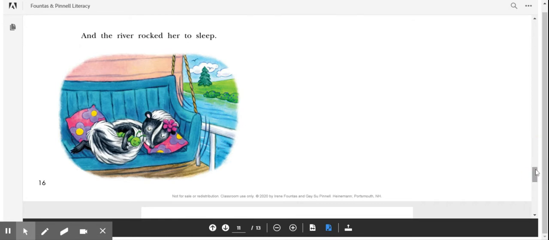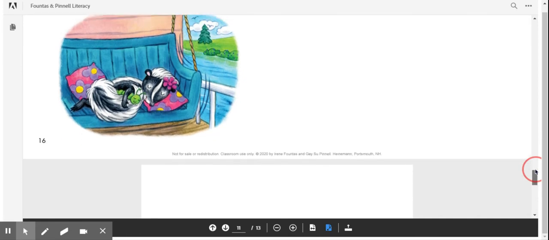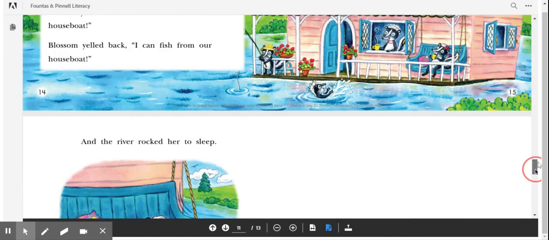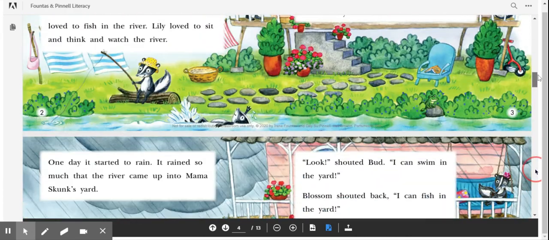And although this book is about flooding, it's still a very lighthearted story. You can see the little skunk at the end is very happy. So at a level K, the stories are still going to be lighthearted. They're not going to get into anything that's too heavy for a reader quite yet. So that is a level K book.